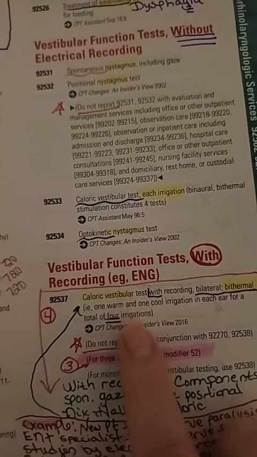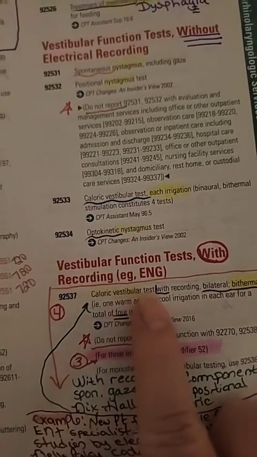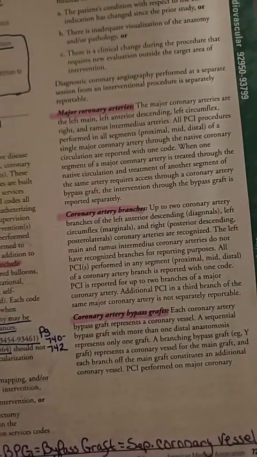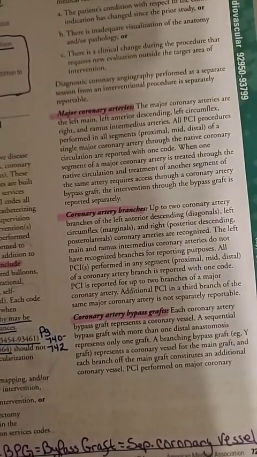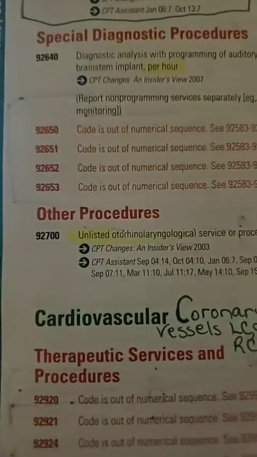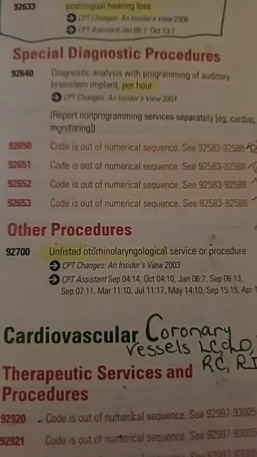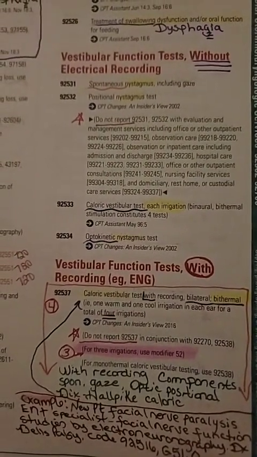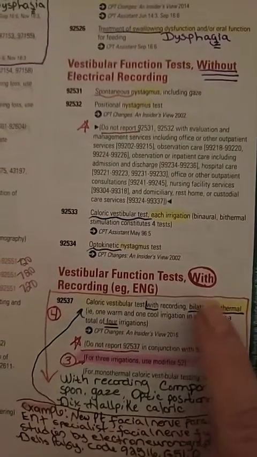And this is one of the ones that you really need to know. What are they doing here? What's going on with this exam? The 92700, I can't find it, is simply just the unlisted version of that procedure. And that's all the information you're getting. And this one is bithermal.